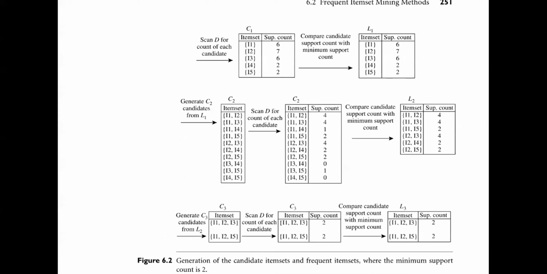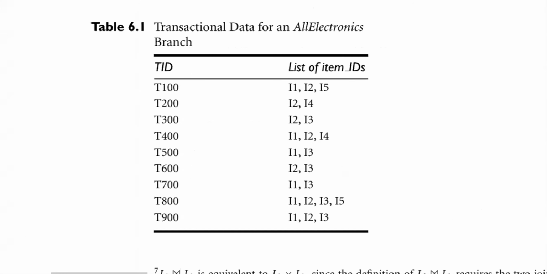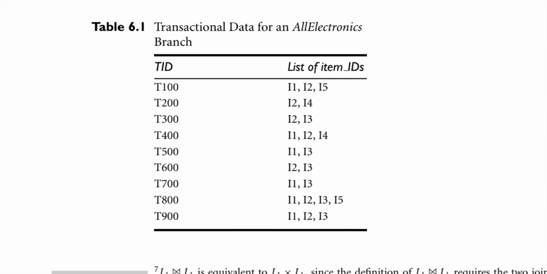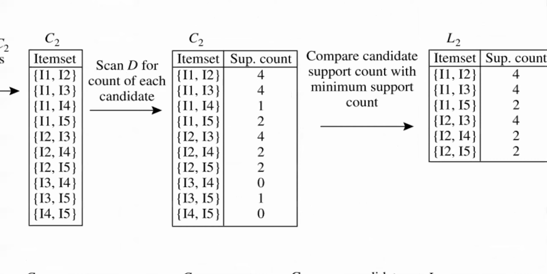See here, based on this, item one and item two, how many people purchased them? One, two, three, and four people purchased item one and item two. Similarly, item one and item three, how many people purchased those items? Based on those counts you have to represent it here. Okay, clear? These are the counts you have to represent here.